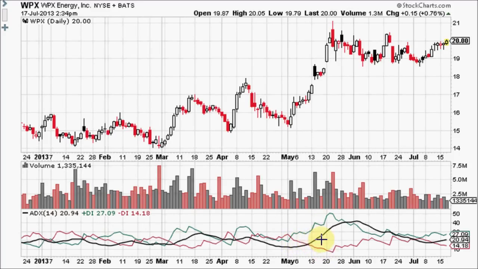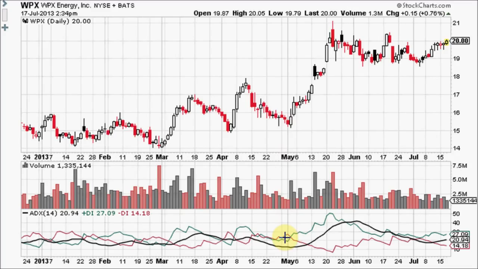Now let's talk about the DI plus and the DI minus. As I mentioned, the ADX itself only determines the strength of a trend. It does not say which direction. That's the job of the DI plus and the DI minus. Right here there is a crossover where the green DI plus crosses up through the down ticking DI minus, the red line right here. Many consider that to be a buy signal, and if you look at the chart, that would have been a good buy signal.